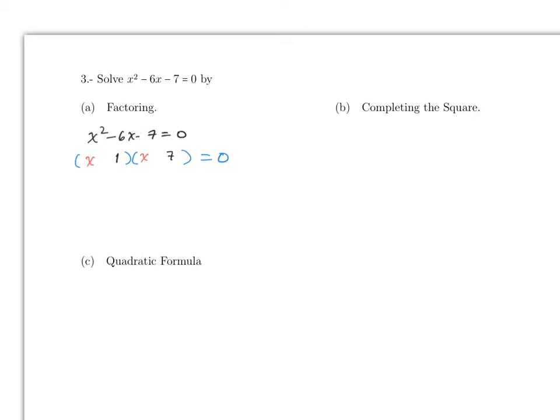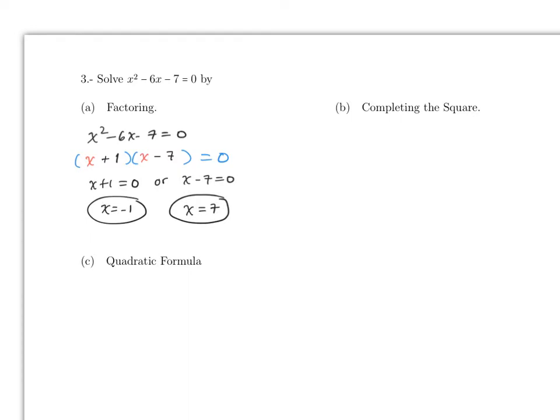Remember, since this is negative, one has to be positive, one has to be negative. You just have to decide which one. So this is actually negative, and this is positive. Why? Because -7 plus 1 is -6. Then that means that x plus 1 has to be 0, or x minus 7 has to be 0. So from factoring, the answers are -1 and 7.